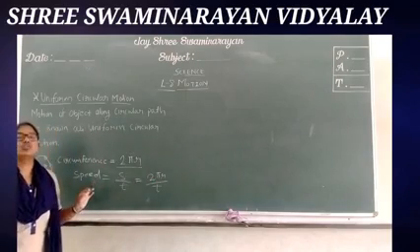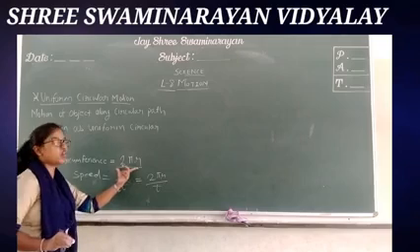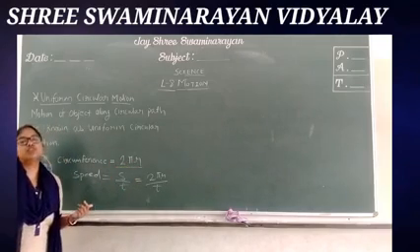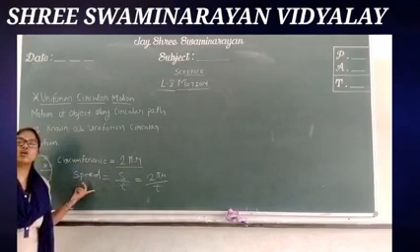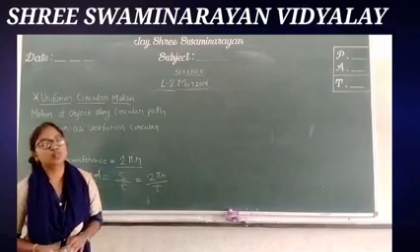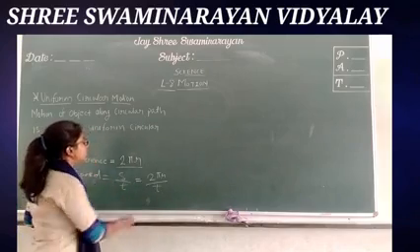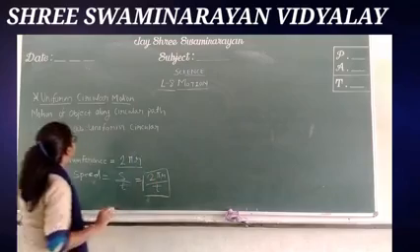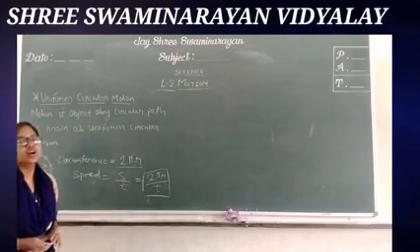So if you want to find out the distance, you can apply this formula, that is 2 pi r, and if you want to find out the speed of that particular object, you have to apply this formula, that is speed is equal to 2 pi r by t. So this one is the last topic of this chapter, that is uniform circular motion.